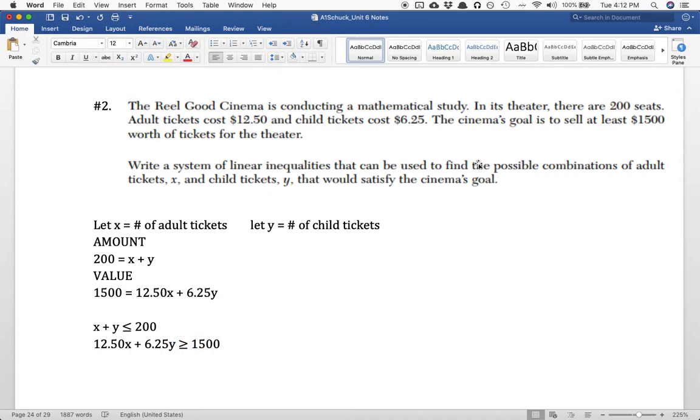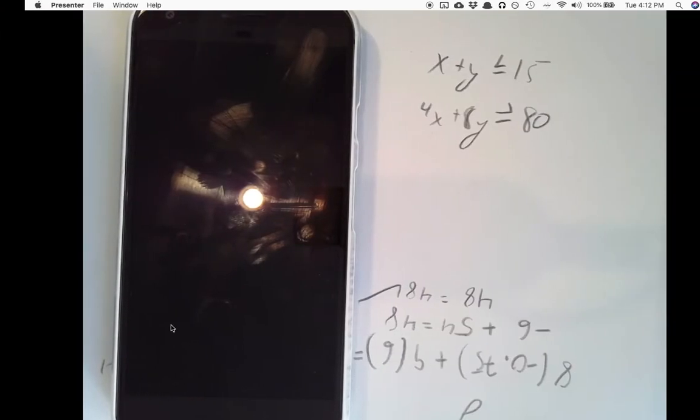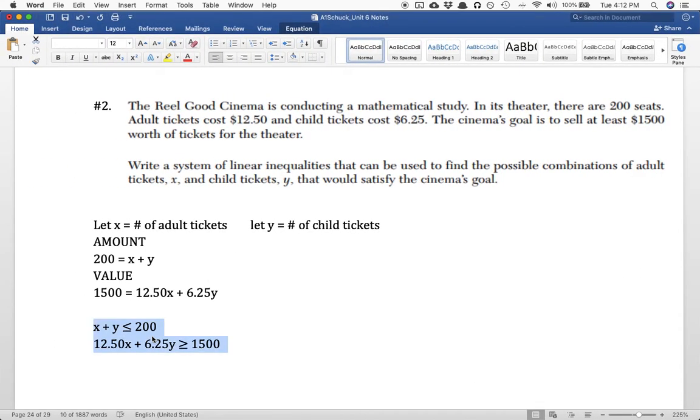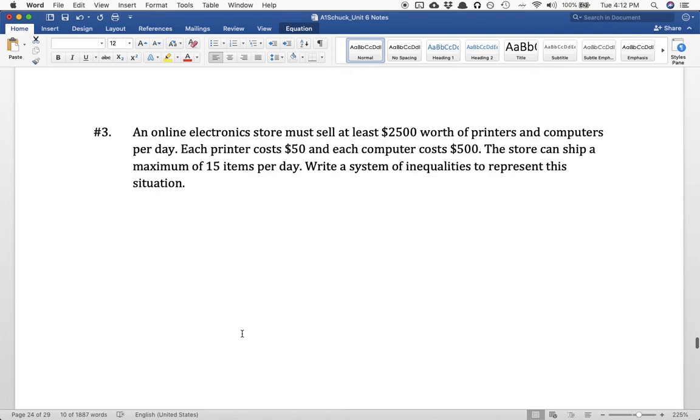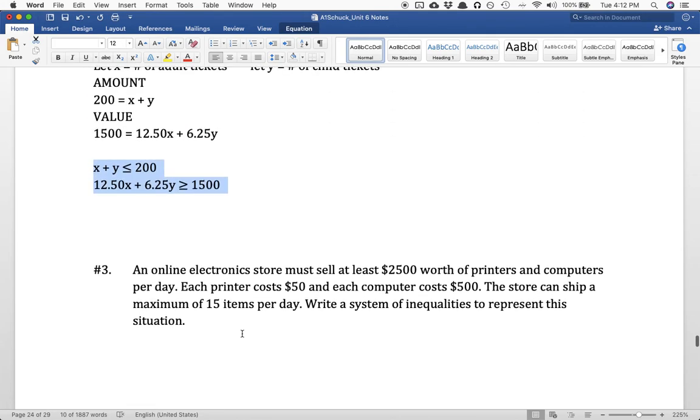Now again, they just said write a system of linear inequalities that would be able to solve it. This is the system right here. I'm not even going to bother graphing it on the Desmos app because these numbers are so huge, it's going to be kind of like way off the screen. It'll be hard to find. Let's do one last example just to get to it. And hopefully this will be a 2 scenario.